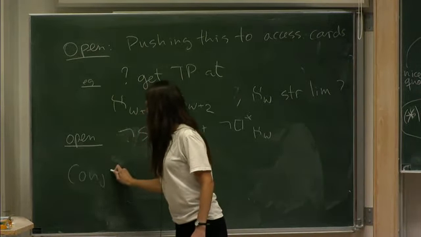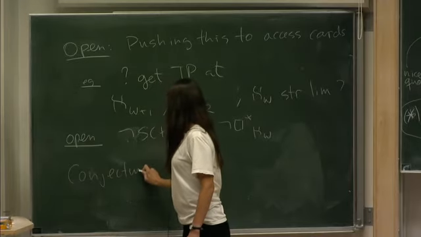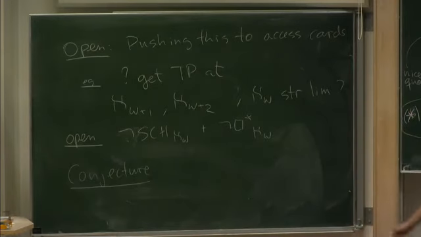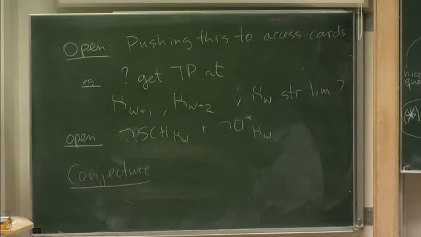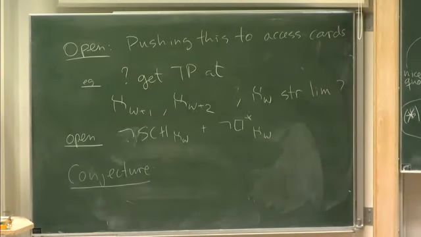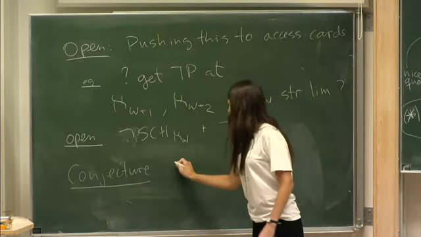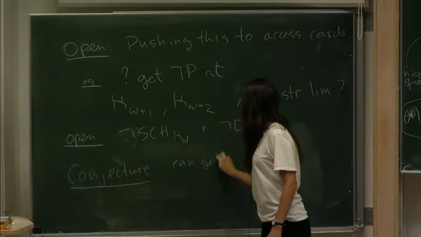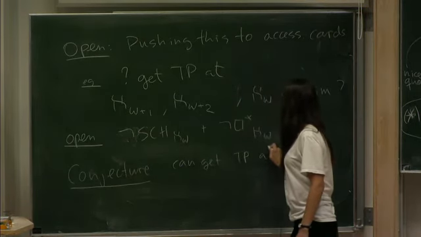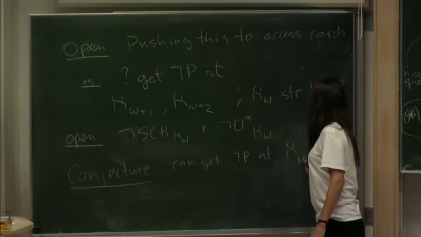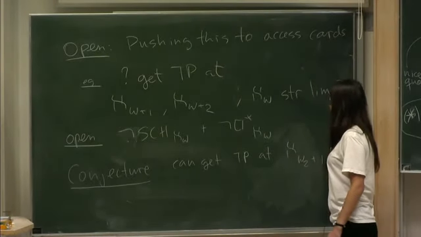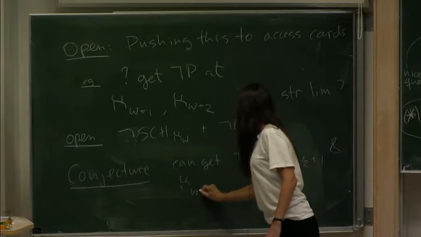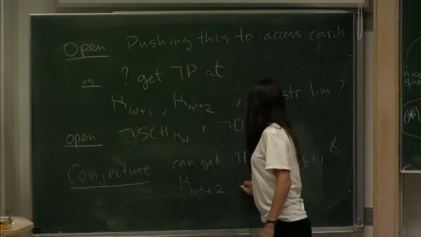Okay? But what I am reasonably optimistic can be done at this point, and Spencer and I are actually working on this, is to push this result to Aleph omega squared. So, conjecture: we can get the tree property at Aleph omega squared plus 1 and Aleph omega squared plus 2, with a strong limit.